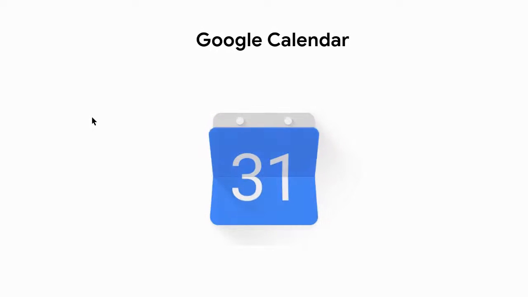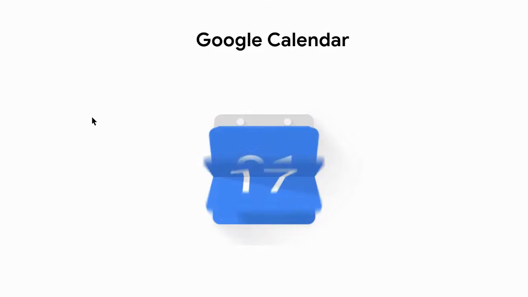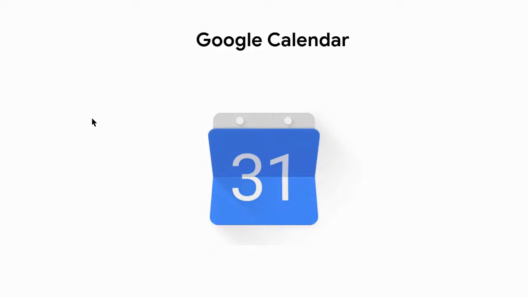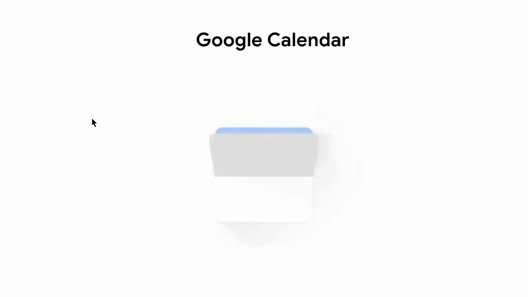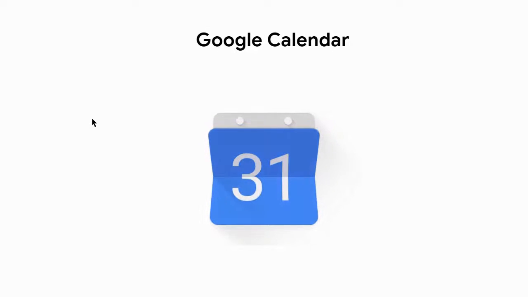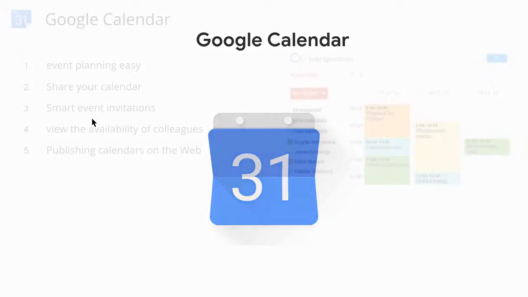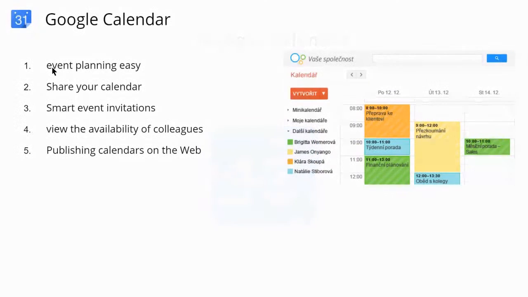Then we have the Google Calendar. Google Calendar, as we all know, is an online calendar where we'll be able to schedule events, reminders, meetings, and so on online. So it makes event planning easy. You can also share your calendar and have smart event invitations. You can view the availability of your colleagues using Google Calendar and publish your calendars on the web as well.